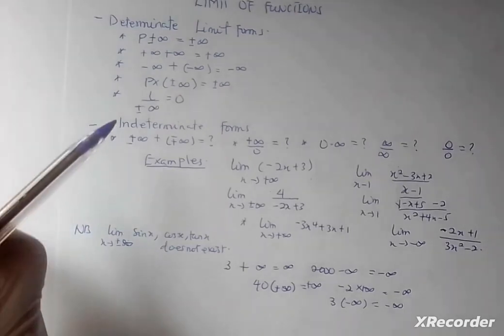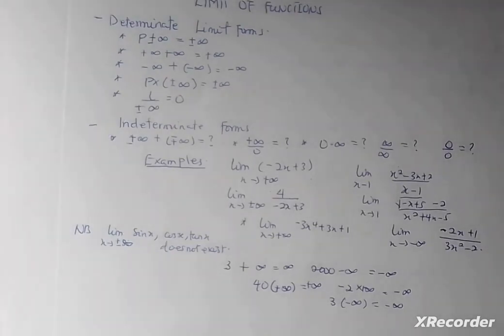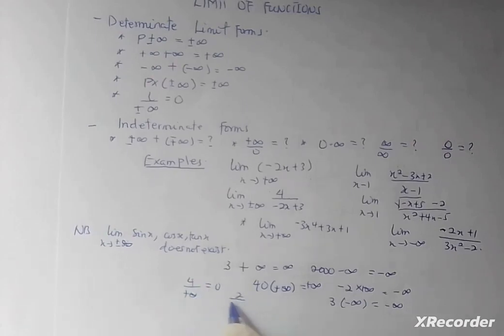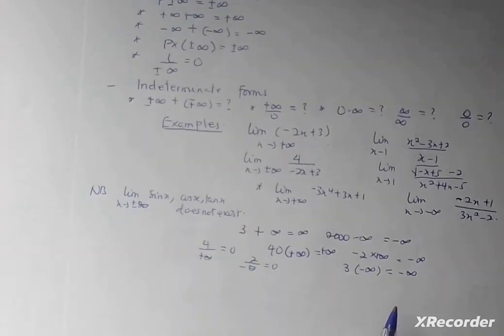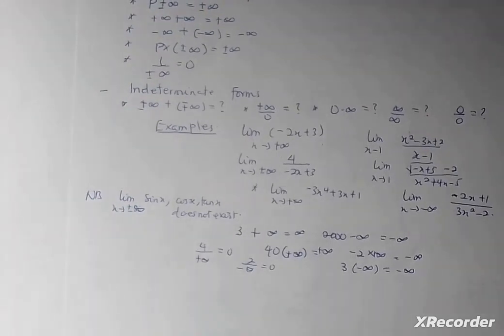Then finally, if you have any number over positive or negative infinity, our solution is simply 0. So if I have 4 over positive infinity, know that my answer is 0. If I have 2 over negative infinity, my answer is 0. So we are done with the determinate forms. So I assume now you'll be able to solve infinity problems which have the determinate forms.